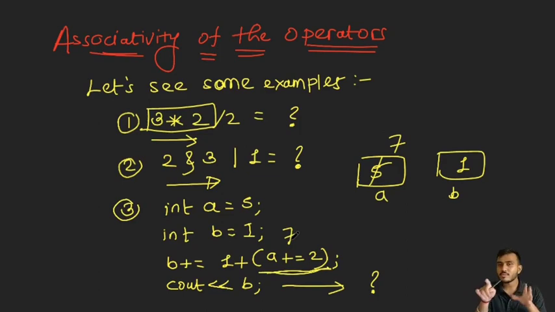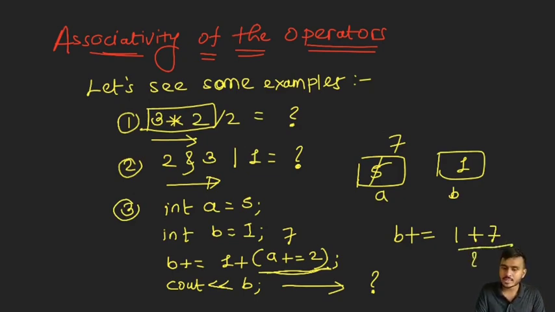So the answer of this bracket will be 7, and then you are doing b plus equal to 1 plus 7. Now which part will be evaluated? See, the assignment operators have the lowest precedence, so again this part will be evaluated first. By evaluating this part, we get 8. Finally our expression becomes b plus equal to 8. What is the value of b right now? It is 1. 1 plus 8 becomes 9. So the value of b will become 9, and when we do cout b, the answer will be 9.